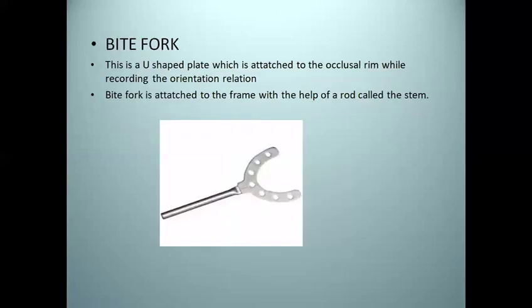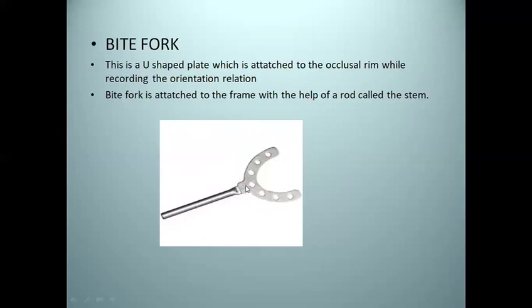Next is the bite fork. This is the U-shaped plate which is attached to the occlusal rim while recording the orientation relation. This is known as bite fork because we ask the patient to bite on it either with the help of impression compound or the impression material, or the occlusal rim is attached to it in case of the edentulous patients, and the bite fork has a stem attached to it.